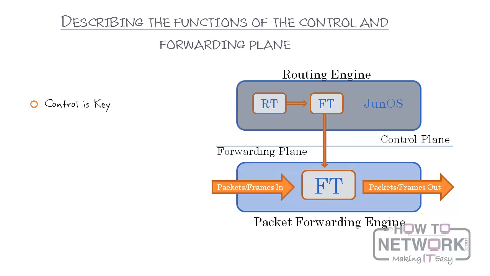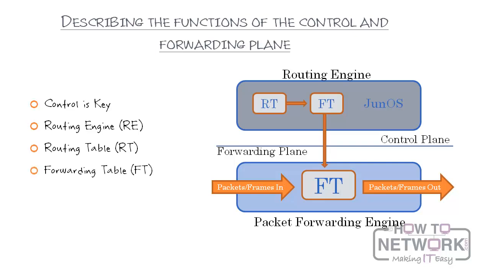When a Junos device receives a packet or frame, the first thing it needs to do is figure out where that information is going. The control plane is where the device determines what to do with the data coming in. Then it tells the forwarding plane, also known as the data plane, what to do with the data, and the forwarding plane carries out the orders. You could think of it like the control plane is the brains of the operation and the forwarding plane is the muscle.